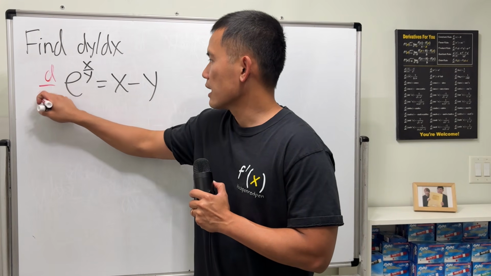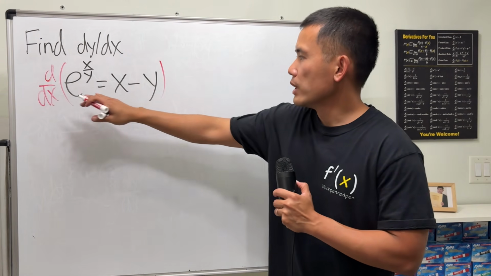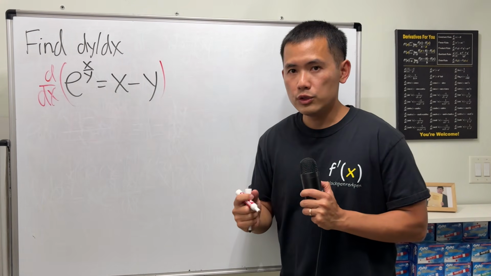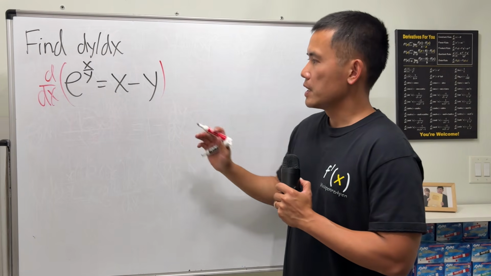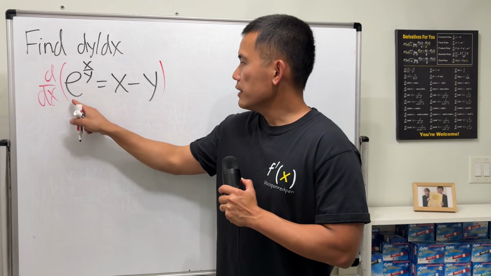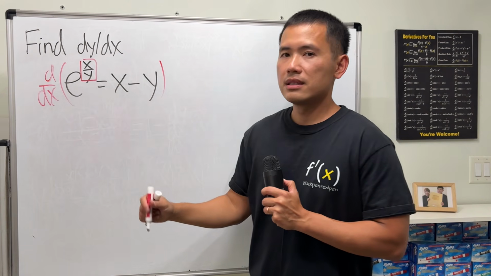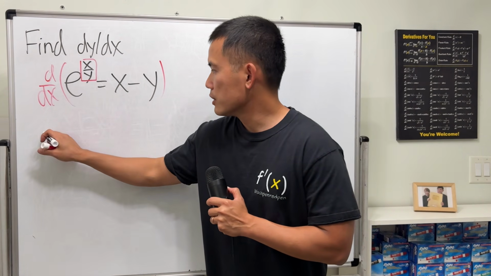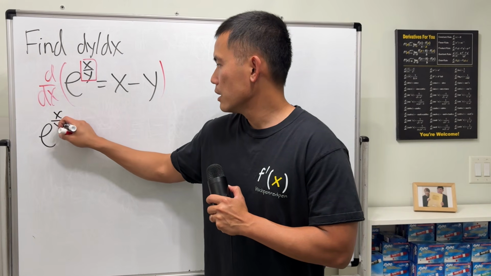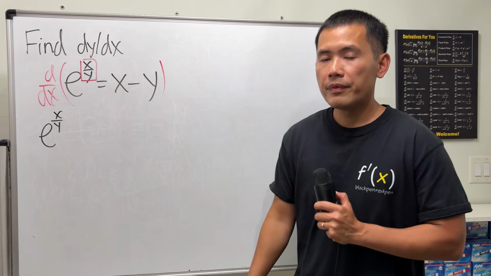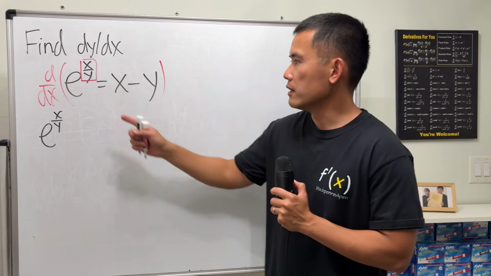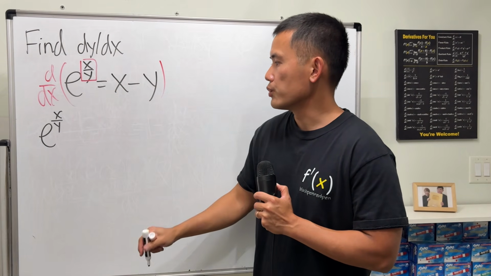Let's put down d dx to show that we are differentiating this equation with respect to x. Here we go. The left-hand side has e to the x over y, so it's an e to the box. The derivative of that is just the same thing. So we have e to the x over y, and then we multiply by the derivative of what's in the box because of the chain rule.